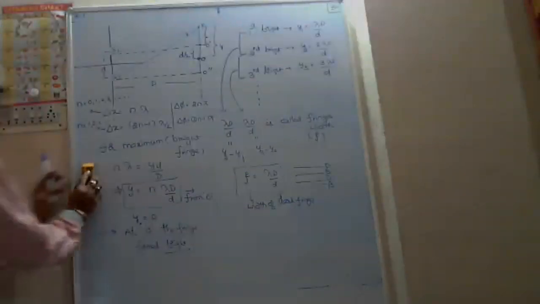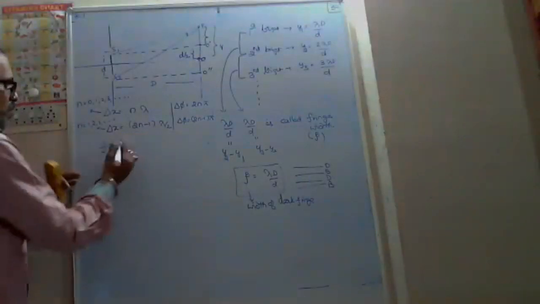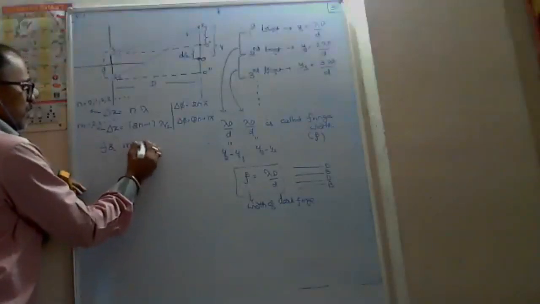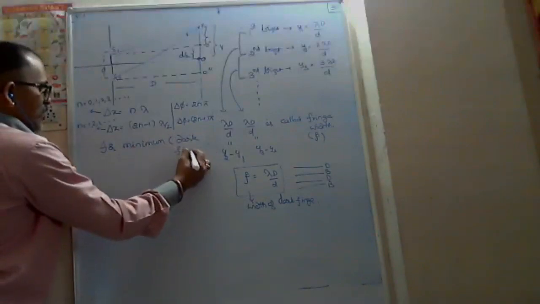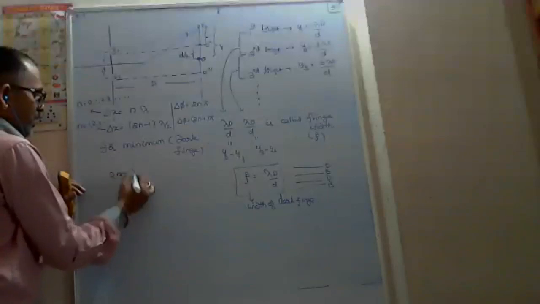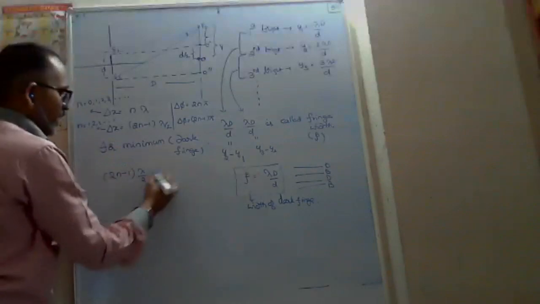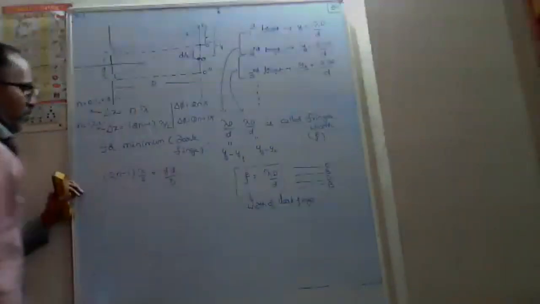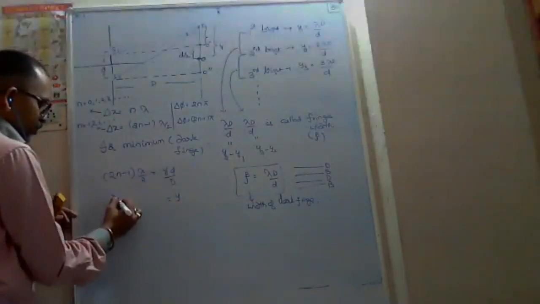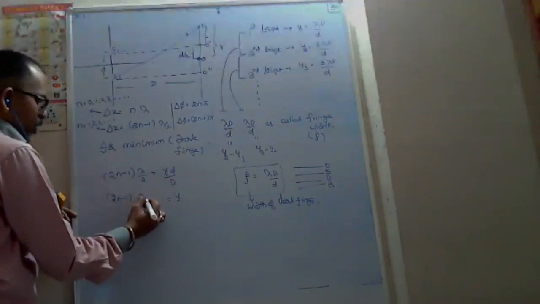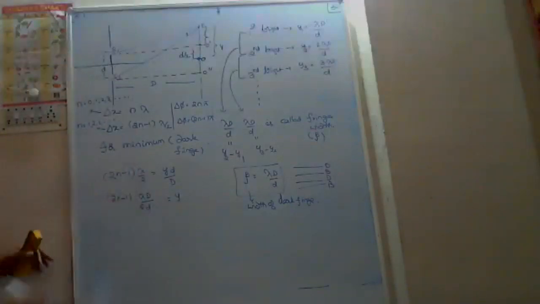Now come to the condition for dark. Here I'm writing the condition for dark, which means minimum. That is (2n minus 1) into lambda by 2 equals to what I'm getting? y d by D. Delta x is y d by D. Therefore y is equal to D lambda by 2d into (2n minus 1), that is lambda capital D by small d into (2n minus 1) by 2.